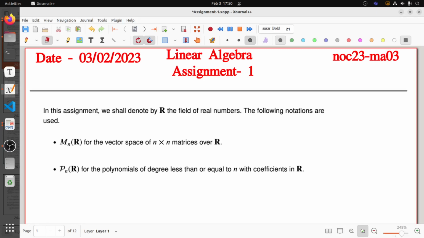Okay, so this is the last question. Okay, any question? So assignment 1 is over. Any doubt from assignment 1?